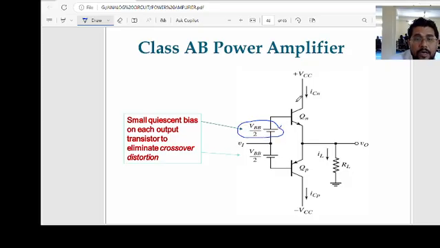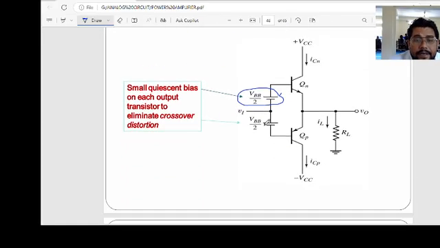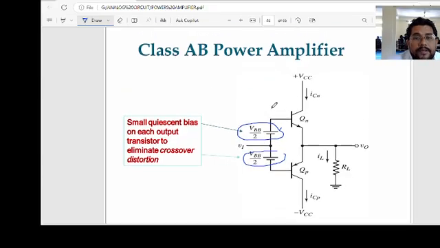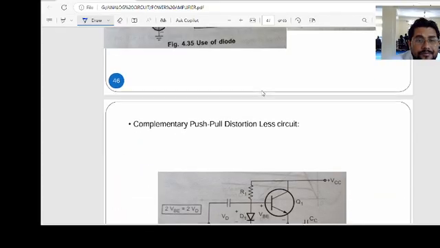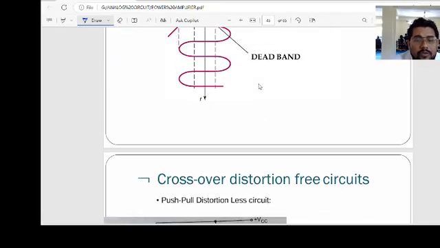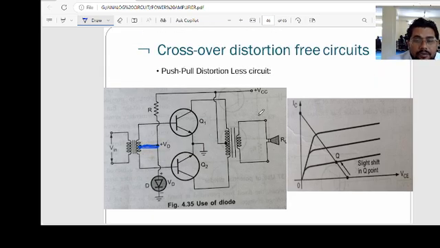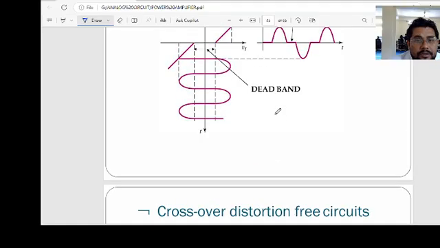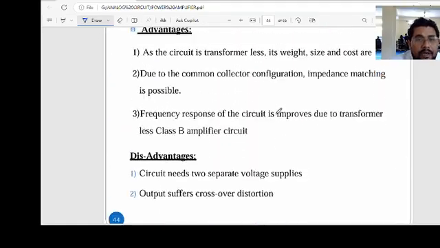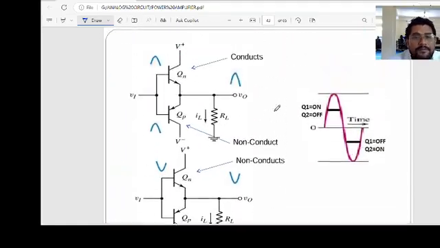We have provided the small biasing above the class B amplifier, so we can remove the crossover distortion, because it is small. We can use that here. One circuit is the tapped transformer circuit, where crossover distortion can be addressed. So this is the class B amplifier.